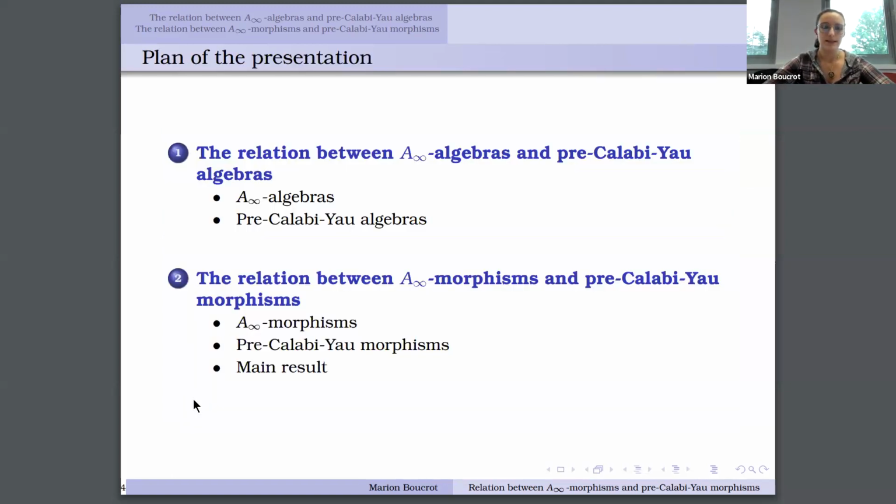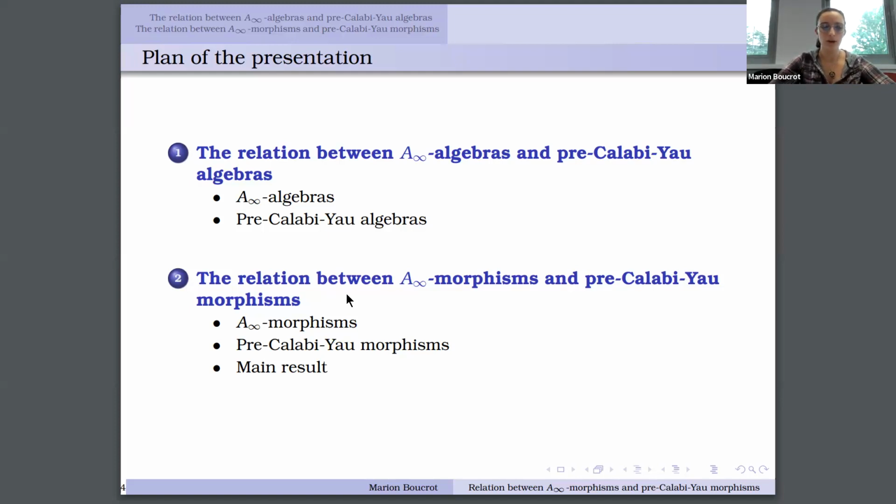So the plan is the following one. I will first present the notion of A-infinity algebras and pre-Calabi-Yau algebras, and also recall the relation that we have between them. And then I will talk about the notion of A-infinity morphisms and pre-Calabi-Yau morphisms, and state and sketch the proof of the main result for the relation between A-infinity morphisms and pre-Calabi-Yau morphisms.